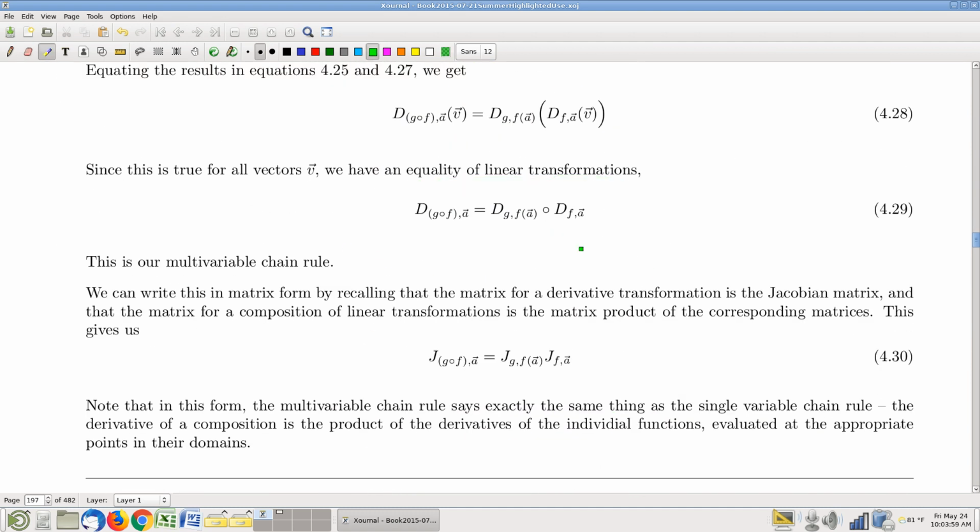But from a computational point of view, how do we actually get stuff done in practice? Well, we represent linear transformations with matrices, and composition turns into matrix multiplication. So the more day-in and day-out point of view on the chain rule is that the Jacobian matrix of a composition is the product of the individual Jacobian matrices.